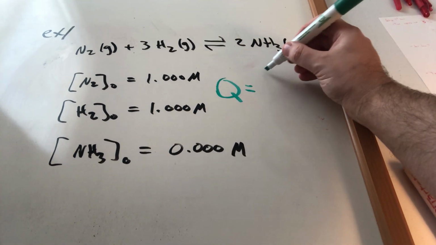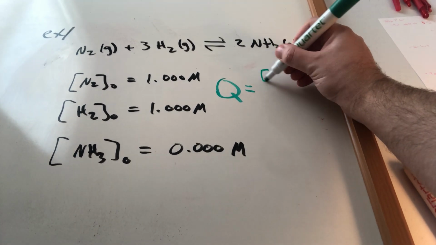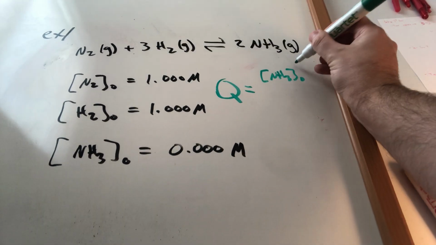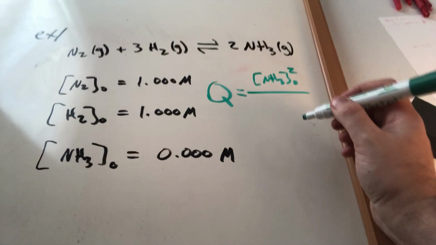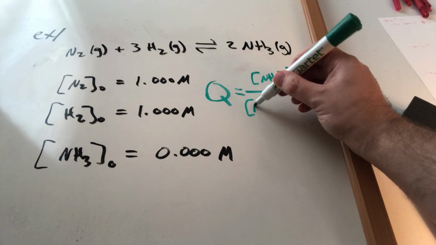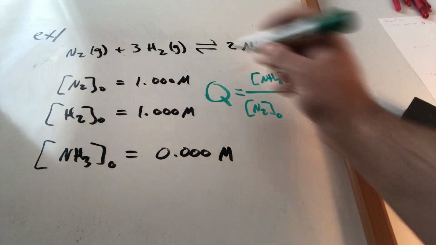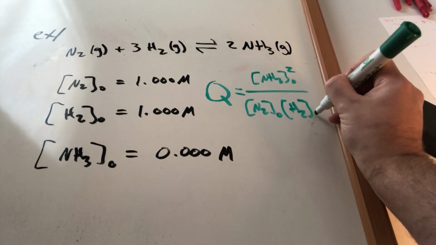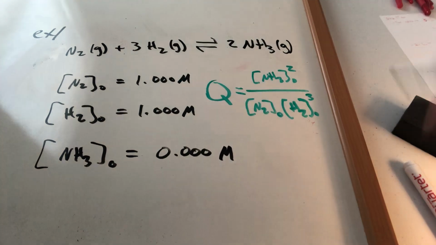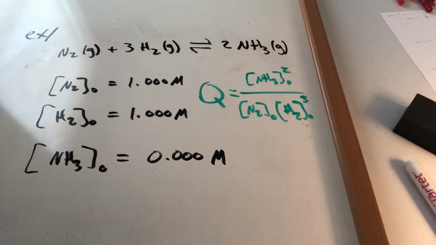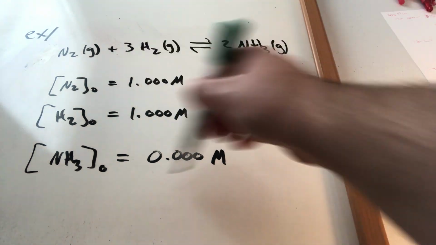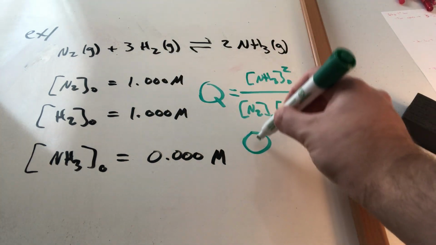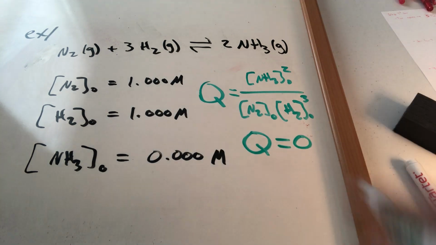So if I think about what Q's functional form is, I have to take my initial NH3 information, and I'm going to square it. And I'm going to divide that by my initial N2 information, raised to the first power, and then my initial H2 information, raised to the third power, all right? That's my Q. Well, if I plug these numbers in here, it doesn't really matter what happens in the denominator. Q is equal to 0.